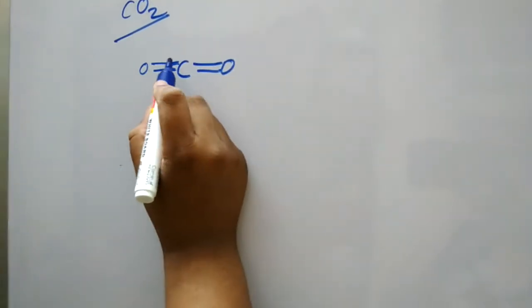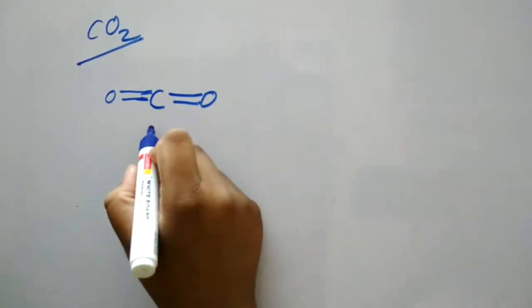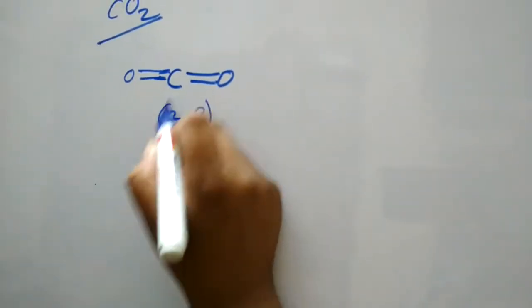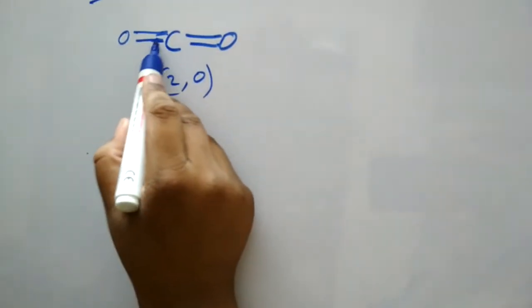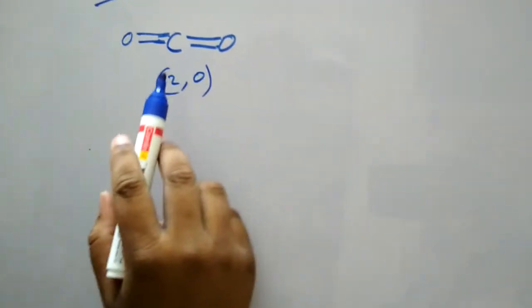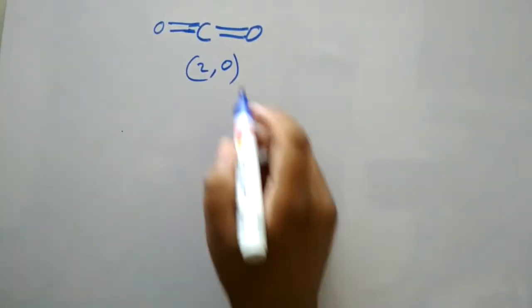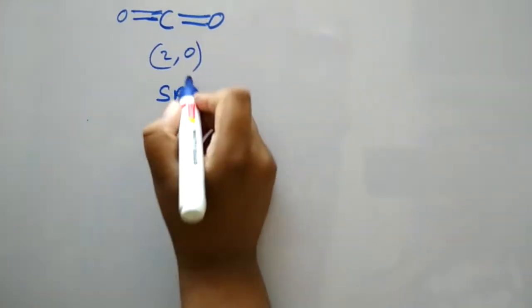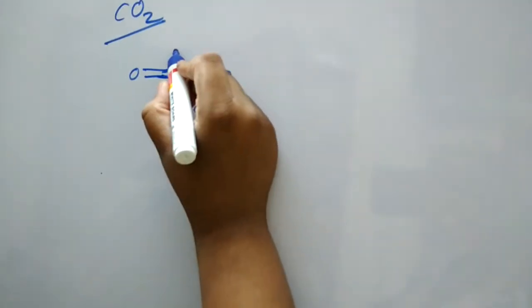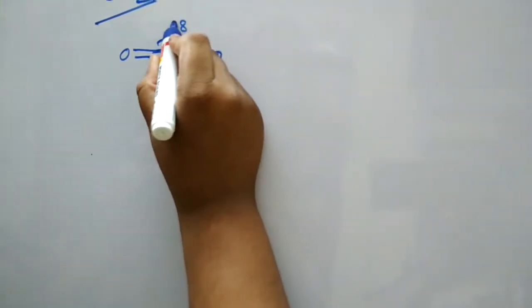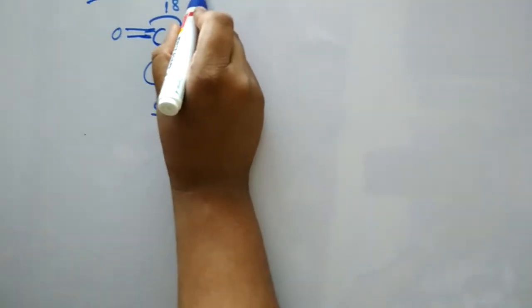According to VSEPR theory, this carbon has 2, 0. That means it has no lone pair, and pi bonds are considered as 1 in the VSEPR theory. So it has 2, 0. That means it has sp hybridization and a bond angle of 180 degrees.